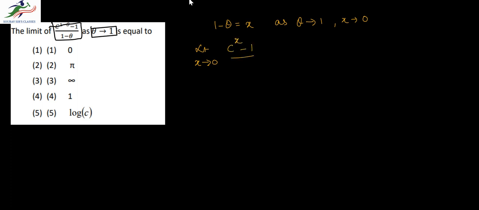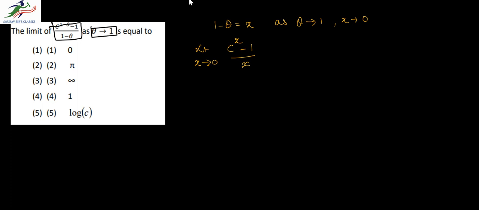In the next question, we are given an expression c to the power 1 minus theta minus 1 by 1 minus theta, and we are asked to find the limit of this as theta tends to 1. So we can write 1 minus theta is equal to x. So as theta tends to 1, x tends to 0. So we can write the limit of the given function as limit x tending to 0 c to the power x minus 1 over x.